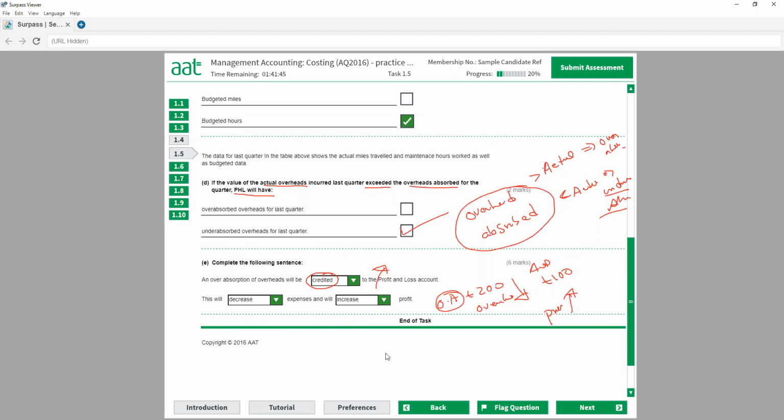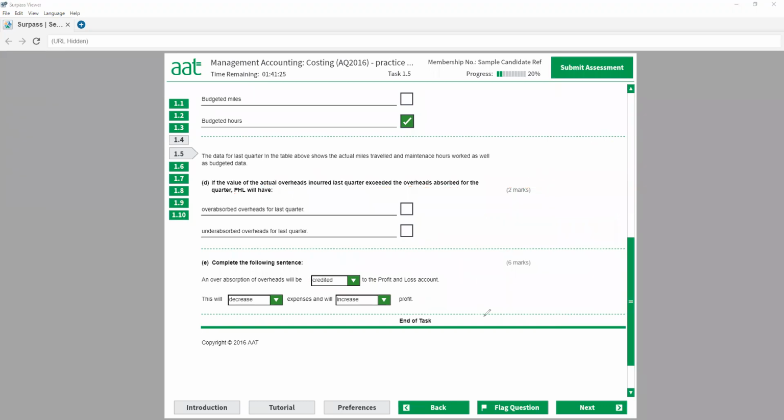So very, very careful with the over and under absorb. This question is always in the exam. So make sure to revise well that area, because over or under absorption is always in the exam. All right, let's do the next one then. Let's move to the next one.